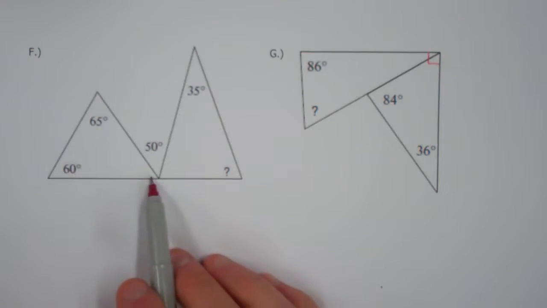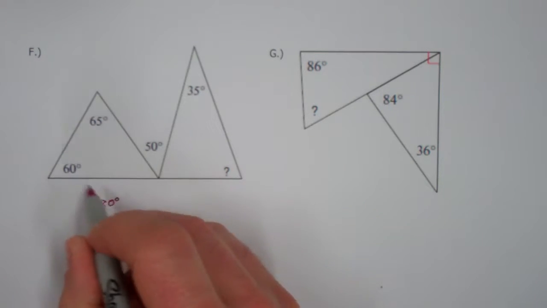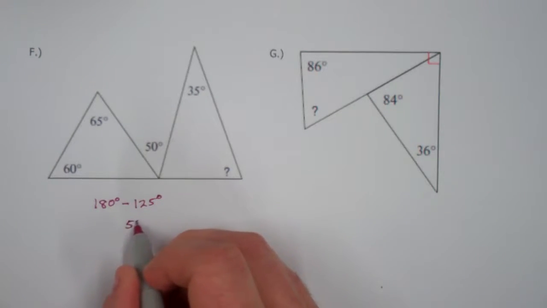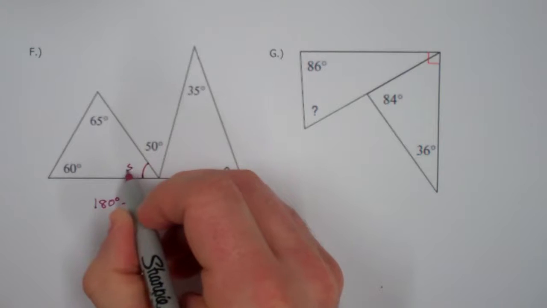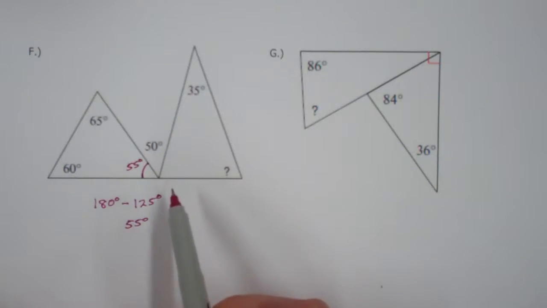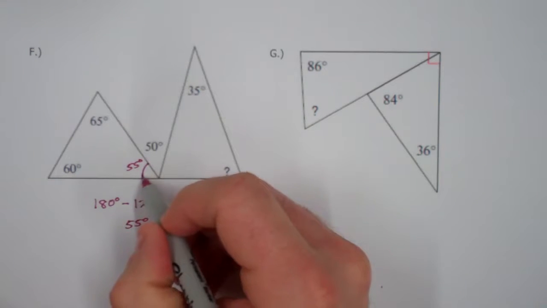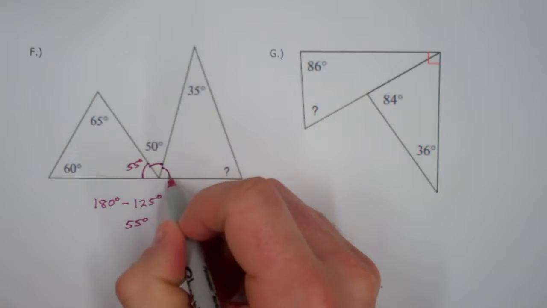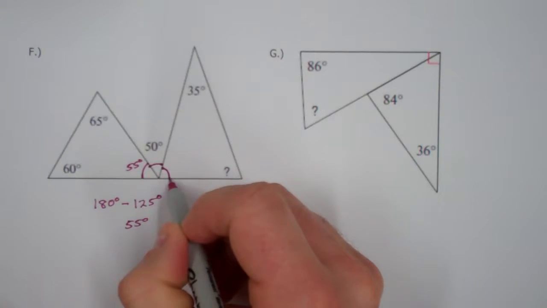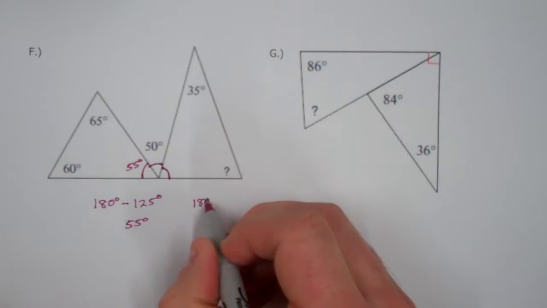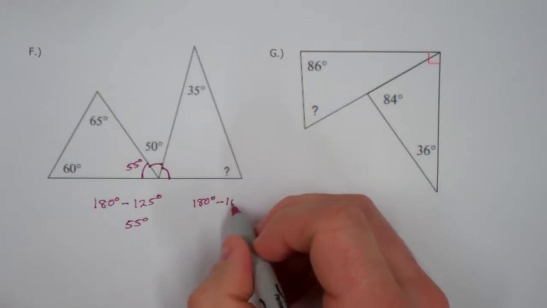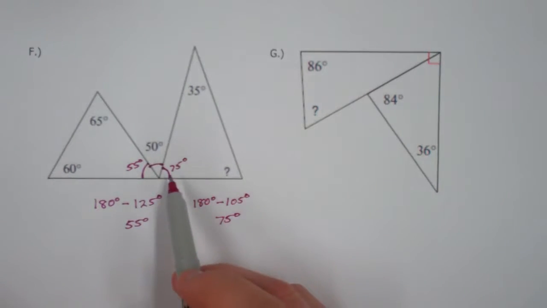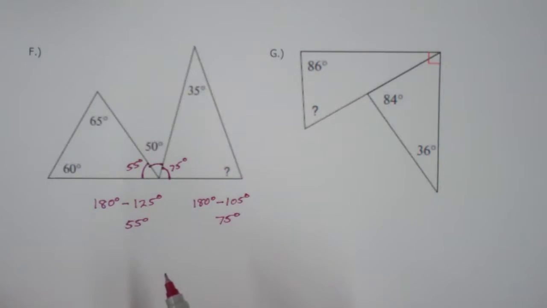Well, we know that in a triangle, we could subtract from 180 the other two angles, and so those other two angles together are 125 degrees. And this is going to be 55 degrees. So the measure of this angle is 55 degrees. Now, these are not a linear pair. There's three of them, but if we look at 55, 50, and this angle right here, they all must add up to 180. So what we could do is take 180 and subtract 55 and 50, which is 105 degrees, giving us 75 degrees. So the only angle measure that's possible for this angle here is 75 degrees.